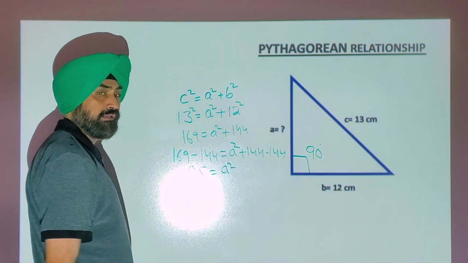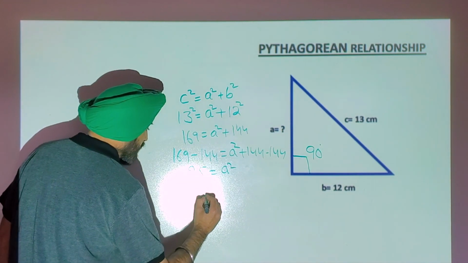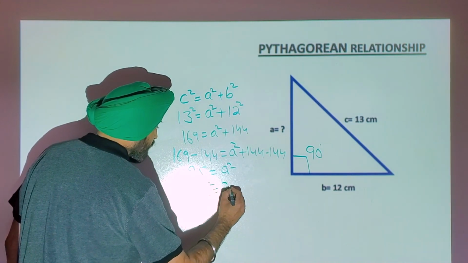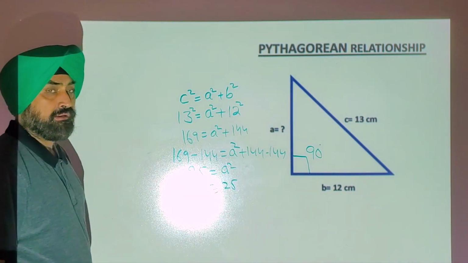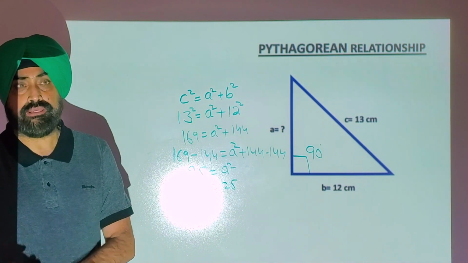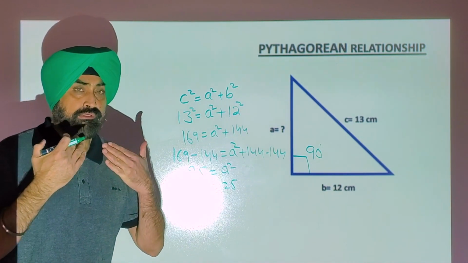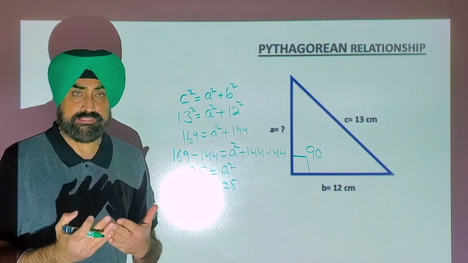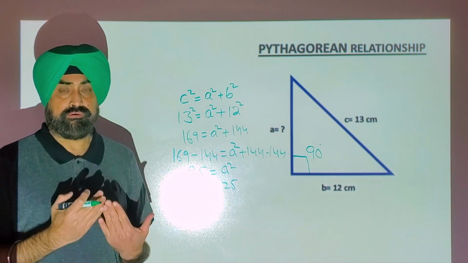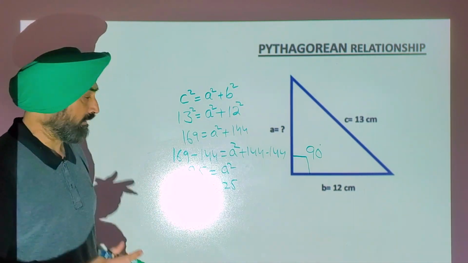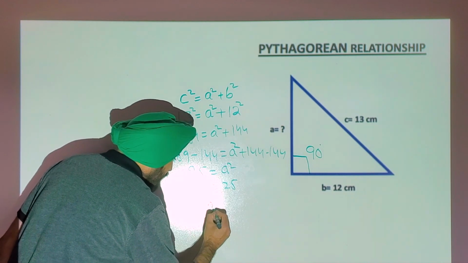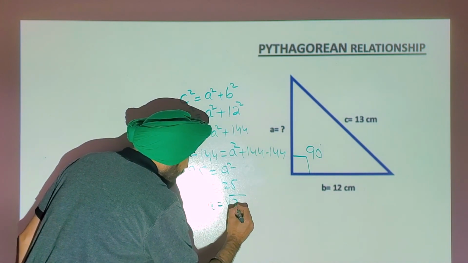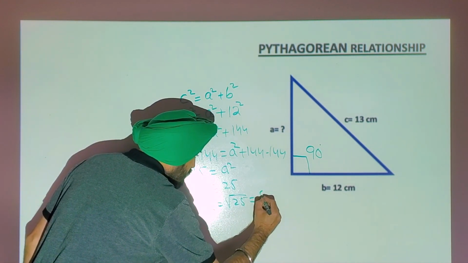This is 0 now, right? Or you can write a squared is 25. We are looking for a, not a squared. So what do we have to do? Remove the square from one side. When you remove the square from one side, you get the square root on the other side. So a will be equal to the square root of 25, which is equal to 5.